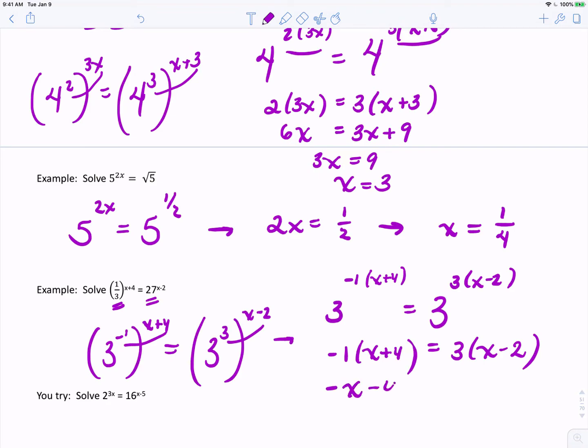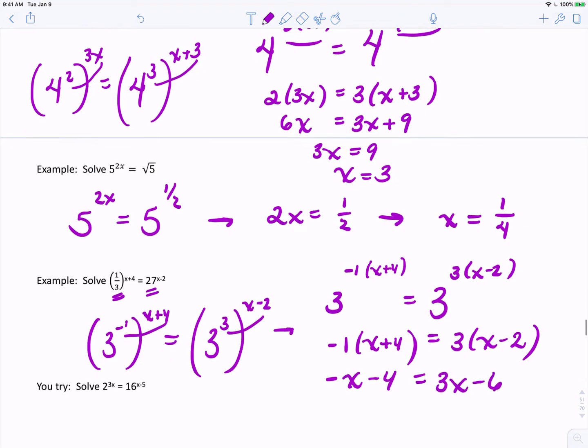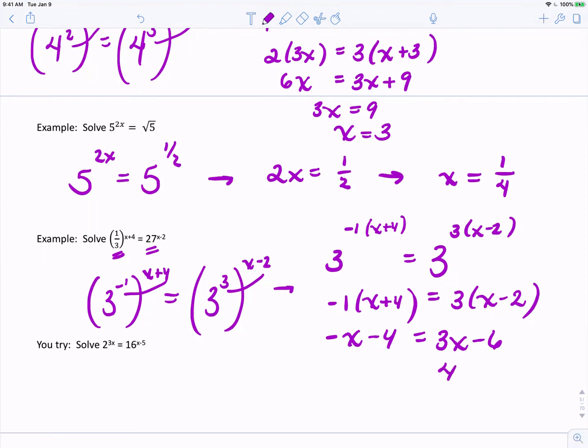Negative x minus 4 is equal to 3x minus 6. We'll add x to each side. We will add 6 to each side. And dividing by 4 gives us x is equal to 1/2.